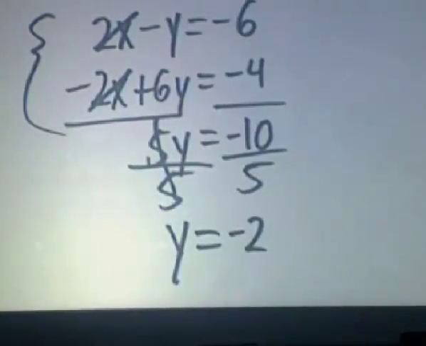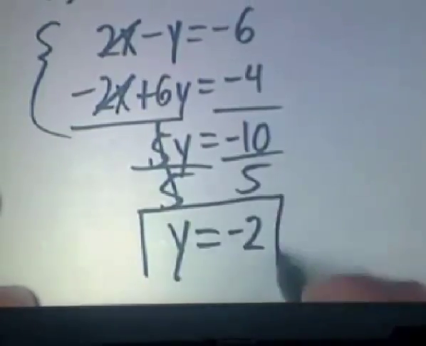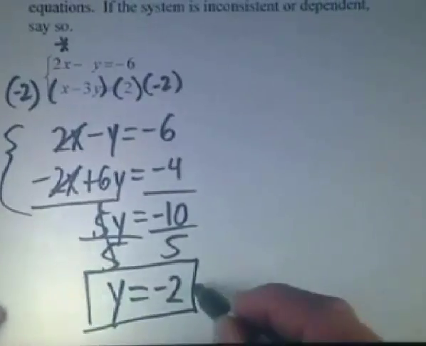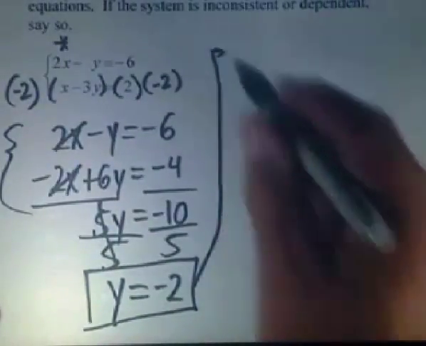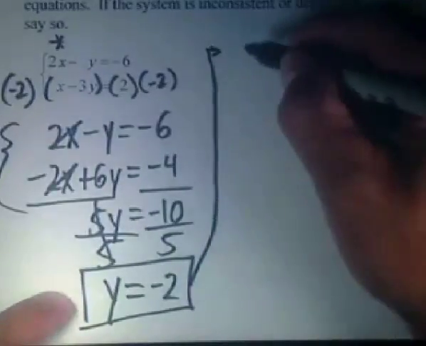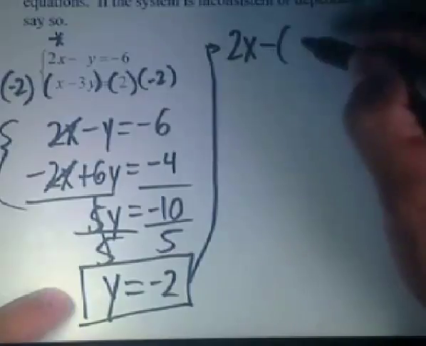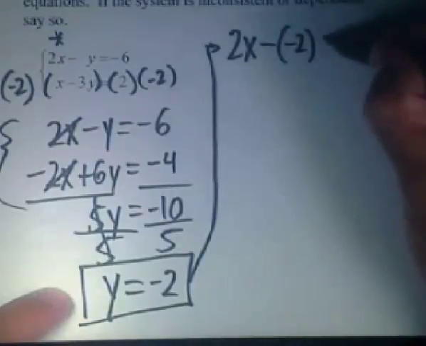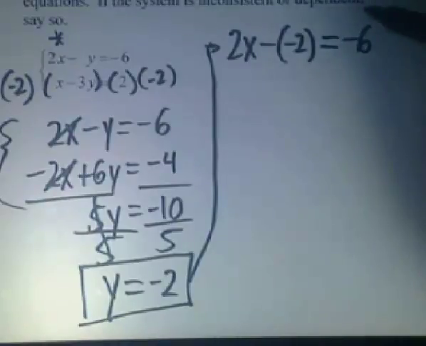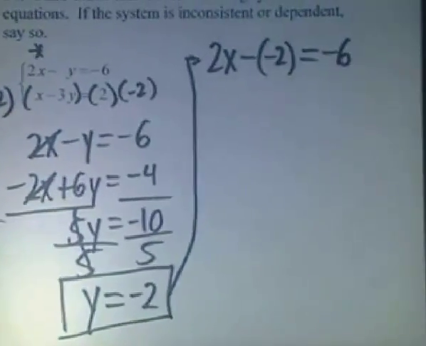Now, we're not finished until we've solved for x as well. So in order to do this, we'll head back up to the top and plug that into one of our two equations. It doesn't matter which equation we choose to plug negative 2 into, either one will work, but we have to do so carefully. 2x minus y, which is negative 2 in this case, equals negative 6. And that's simply taking our y value, which is negative 2, and replacing y in the parentheses.